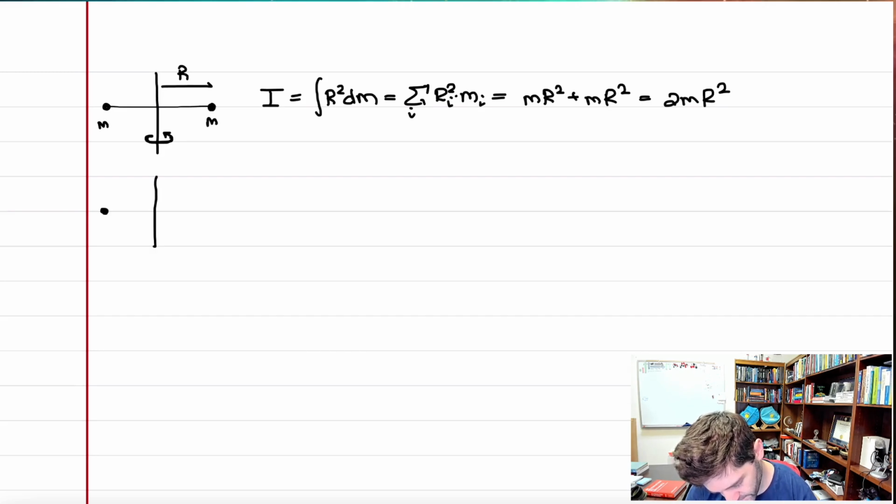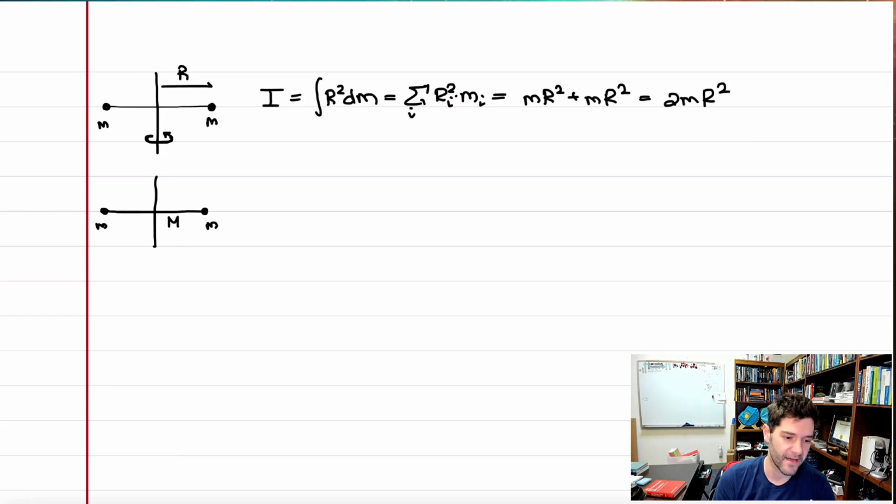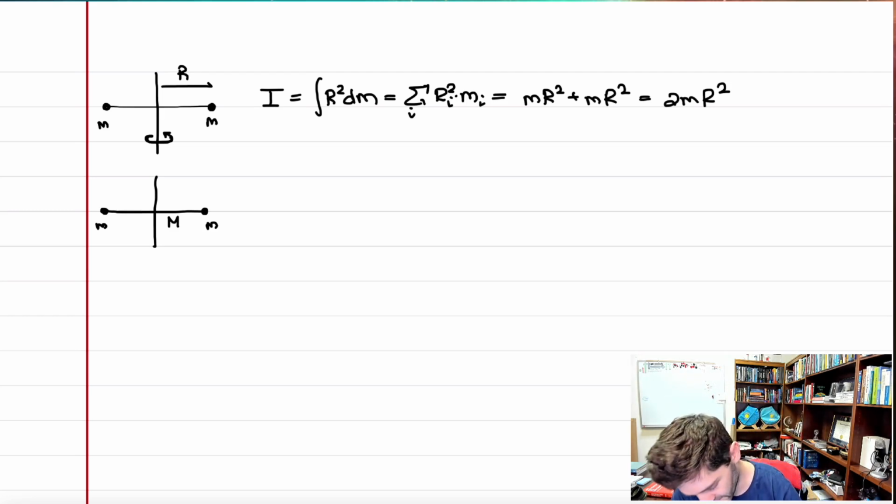Let's do it again. But now let's make the rod actually have some mass. Maybe it's two balls that have mass m, but then a uniform rod that has overall mass capital M. Since it's uniform, that means it will have a uniform mass density. So this is now the massive rod.